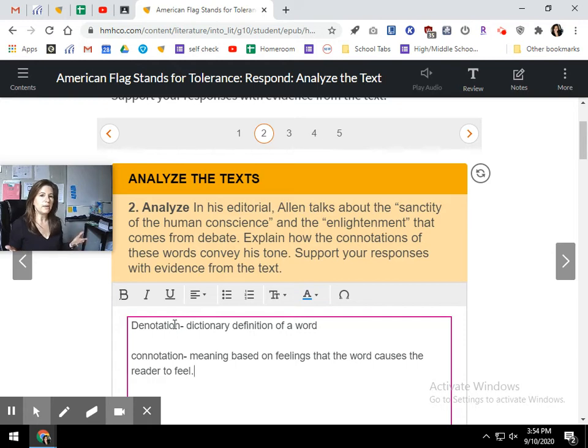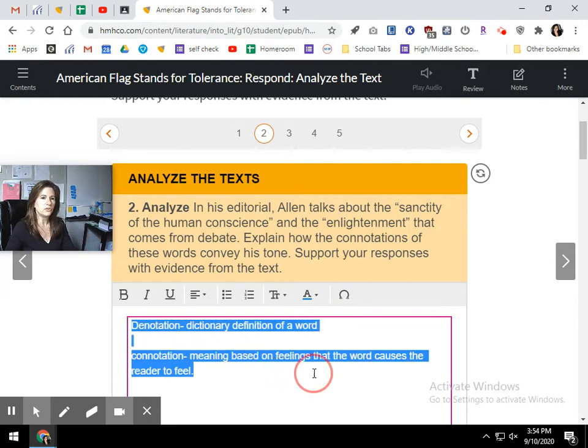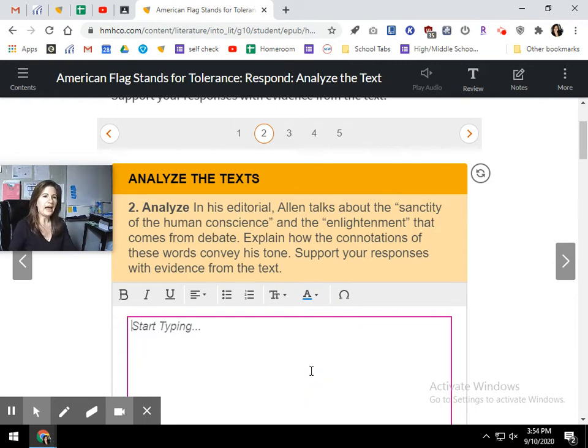So I want you to go back and think of that, the sanctity of the human conscience and the enlightenment that comes from debate. He says that from debating people about controversial topics, you become enlightened. So talk about in your answer how his use of those words conveys his tone, his attitude towards what he's talking about, and support your response with evidence from the text.